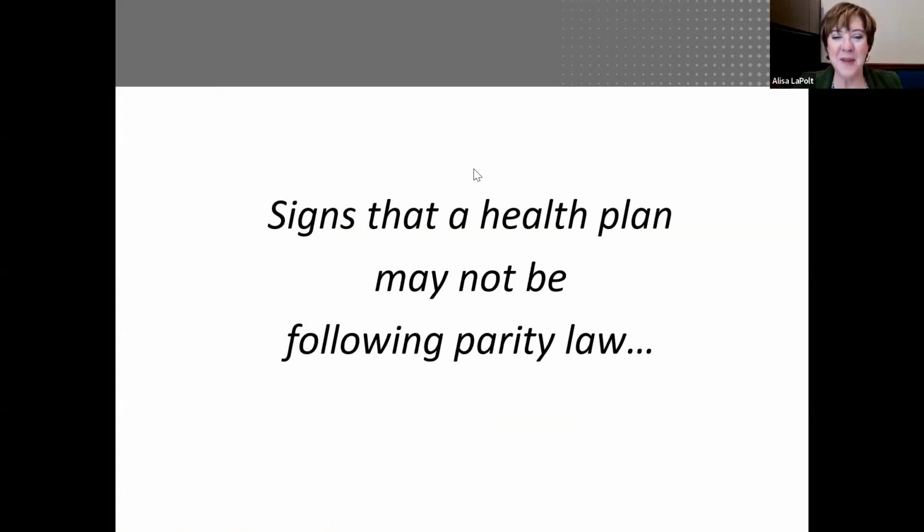Signs that a health plan may not be following parity law. So we're going to walk through some common warning signs.